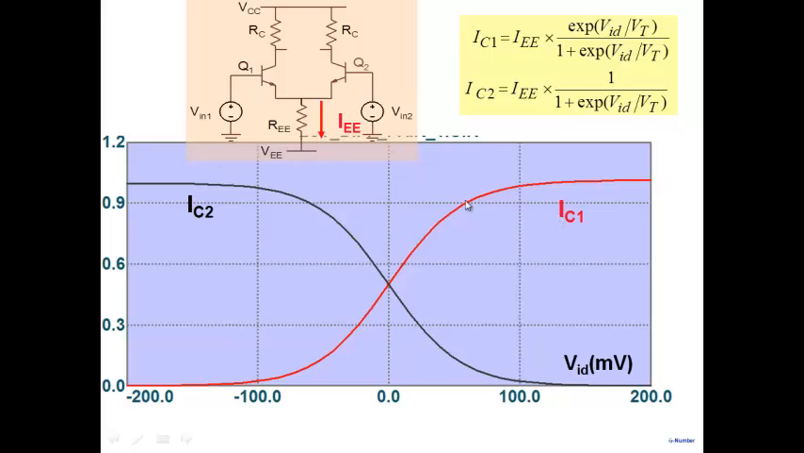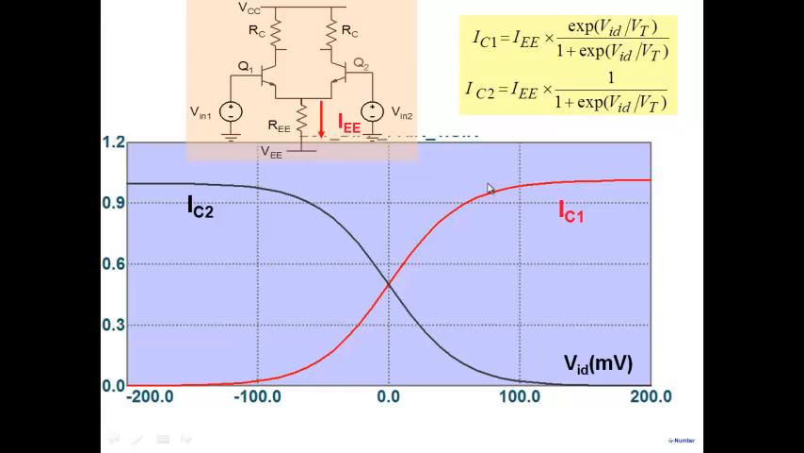And note that the sum of IC1 and IC2 is almost fixed, which is IE. So what is happening is when VID is 0, the two currents, IC1 and IC2, are the same. When you make VID positive, which means Vin1 is larger than Vin2, more of this current shifts to Q1 and less flows to Q2. So IC2 decreases and IC1 increases. And as you keep on increasing VID, IC2 keeps on reducing and IC1 keeps on increasing.